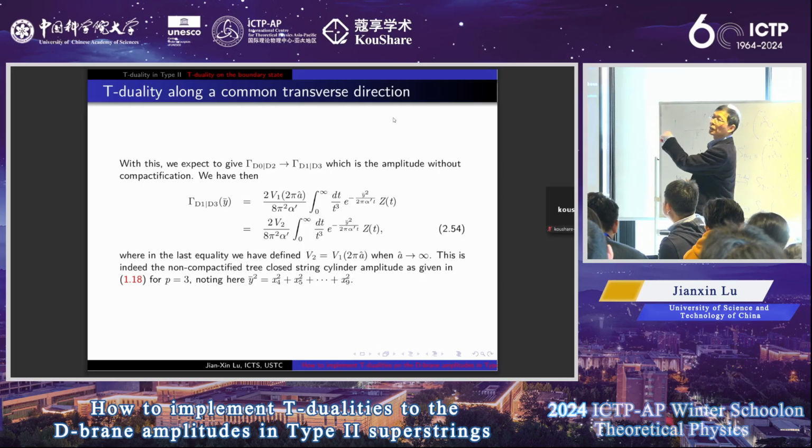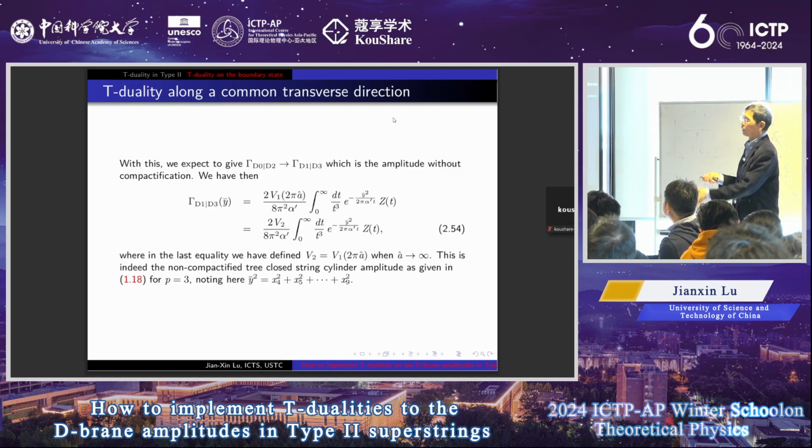So you can repeat this kind of process. From D0 you can go to D2, then you can get D1, D3. From D1, D3, you can repeat the same process. You can get D2, D4, and D3, D5, etc. Whatever you want, you just repeat this process.